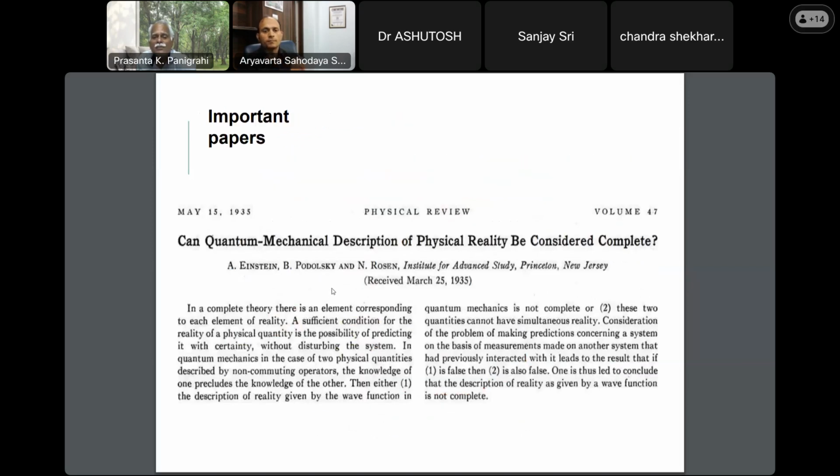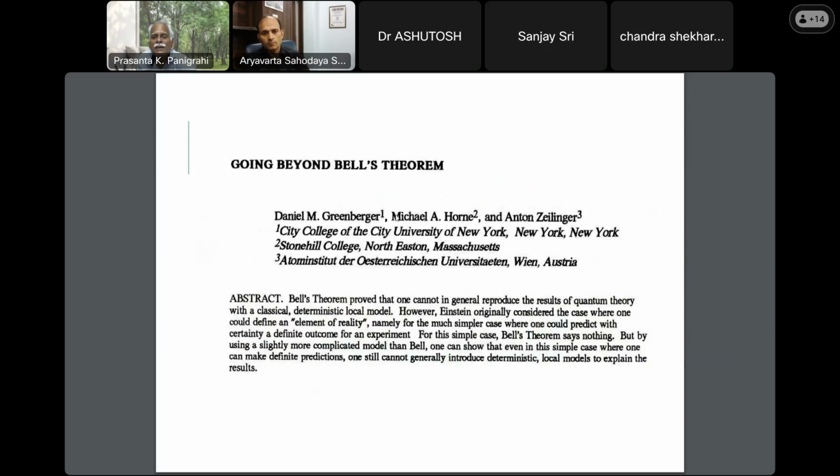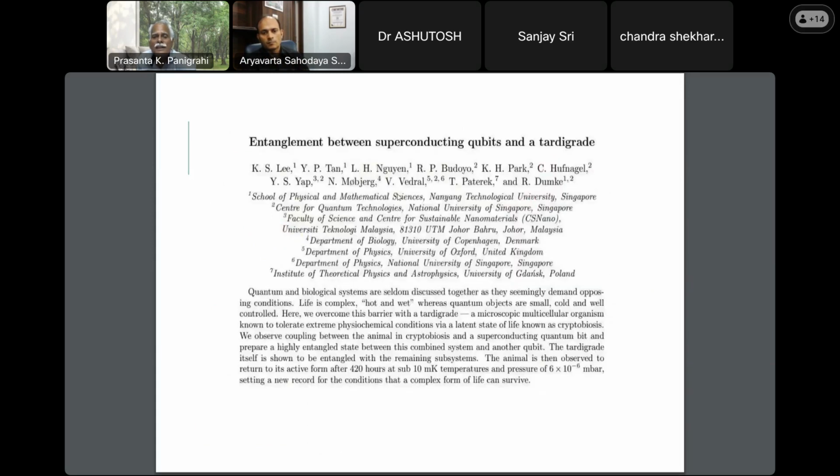Now this is the first paper of Einstein, the EPR paper, which really led to this thing. This is Bell's paper for statistical purposes. This is one of the very beautiful works on three-particle states. We showed there is something more in three particles than in two particles. Now there are lots of recent experiments, and people have now tried to entangle qubits with macroscopic objects. Here you see a tardigrade. This paper has already come out.